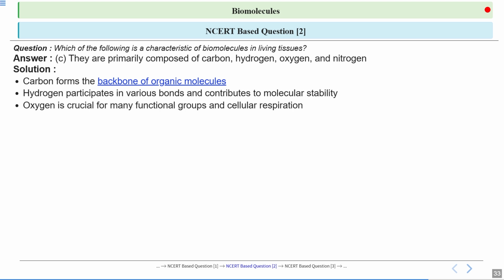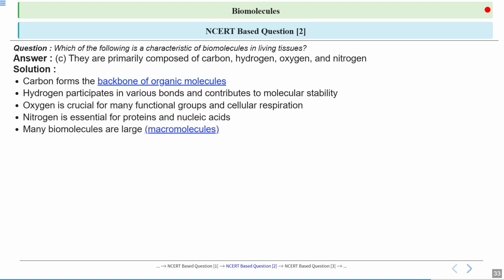Now, oxygen is crucial for many functional groups and cellular respiration as well. And nitrogen is essential for proteins and the nucleic acids. The proteins are made of amino acids. An amino acid consists of an amino group, and nucleic acids also consist of the nitrogenous bases.